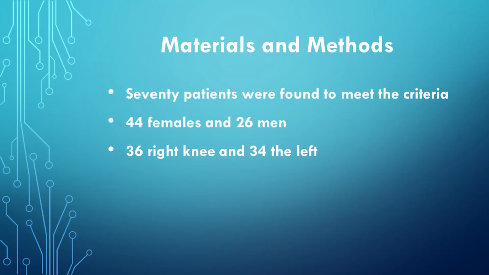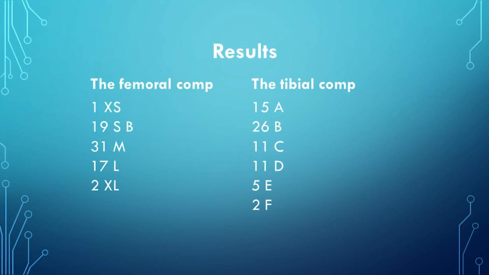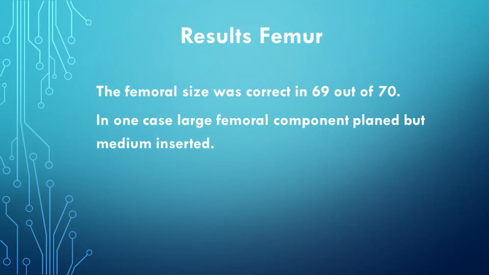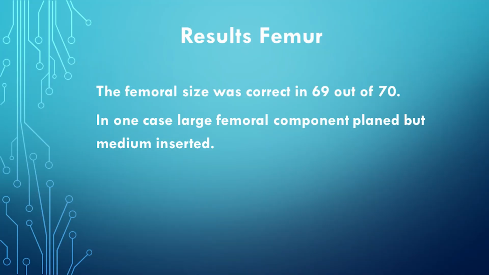So what we decided to do is see how accurate we are in the preoperative planning. We're using TraumaCad. We chose patients with MRI images, and we looked at what was planned versus what was implanted. We had 70 patients. You see femurs, right and left, and these are the sizes which were really implanted during surgery. This is the femurs and the tibias on the right-hand side. We looked at how accurate the preoperative planning was. In the femur, it was correct in 69 out of 70. So we're very good at planning the femur. What we choose when we use the spoon and the preoperative planning on the MRI images is very accurate concerning the femur. In only one case, a large femur component was planned and a medium was inserted.